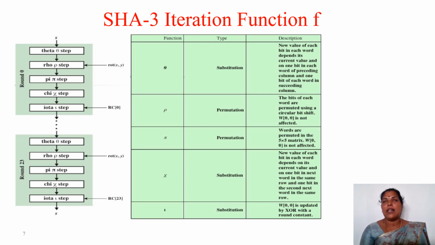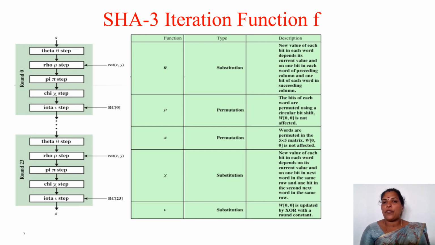RC is the round constant, RC 0 up to RC 23. This is the rotation function applied to the row step. So here, theta: what is the theta step? It is a substitution process.